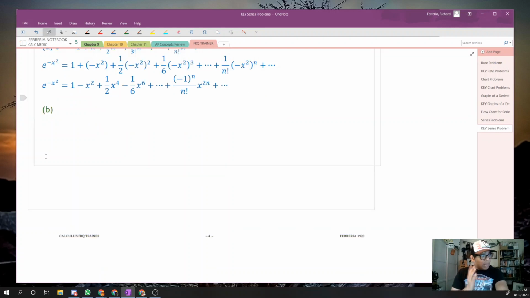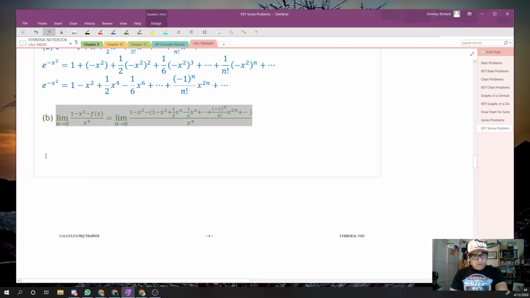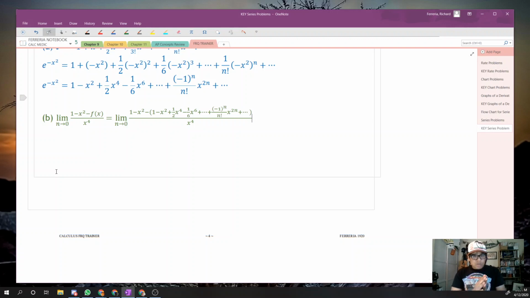Okay, so for letter B, we're asked to evaluate this kind of strange looking limit. And here is what it looks like. We're evaluating this limit, and the first thing that you want to do is, you see f of x there. Don't put the function in, put in the series. Chances are things are going to simplify.